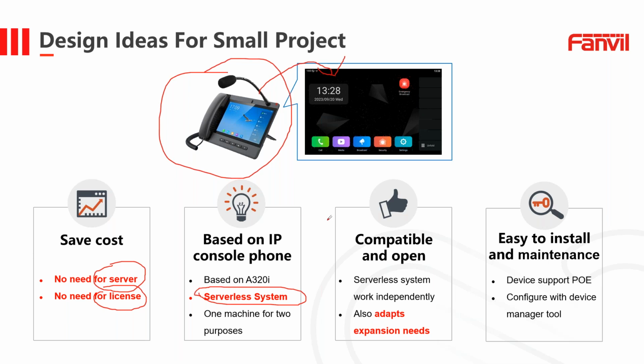So this is a serverless system. Each IP terminal is based on our IP console phone, and the system can manage 50 terminals. So customers can use the IP console phone to realize commonly used functions like paging, playing music, and notification. And in the following part, I will introduce how to use them. Also, the system can work independently. Those terminals and the IP console phone can work as an independent system and don't need a server.